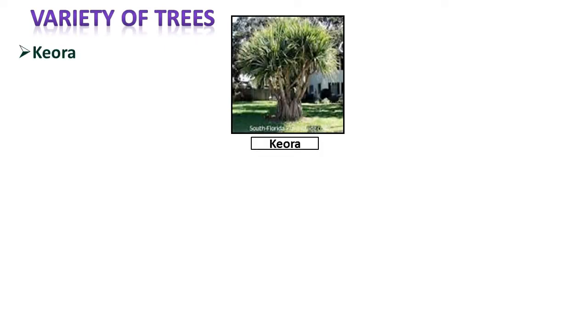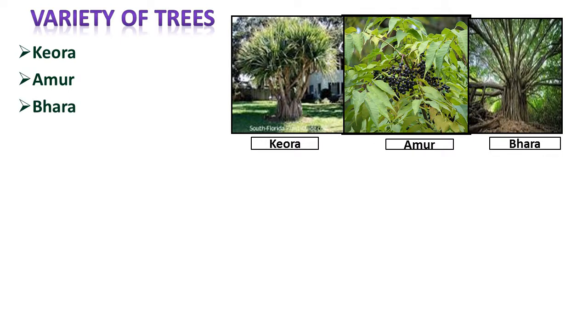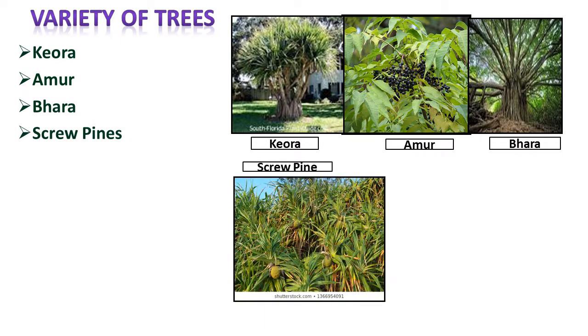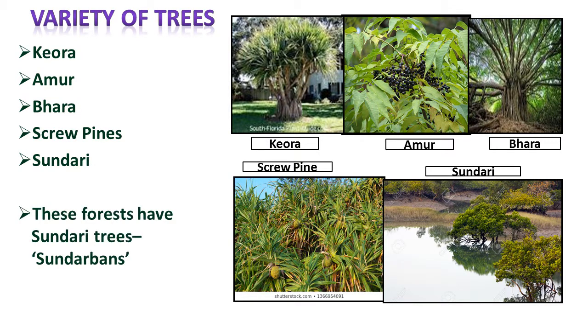The common trees are Kiora, Amur, Bhara, screw pines, Sundari trees, and etc. The delta region of Ganga and Brahmaputra rivers is called Sundarbans, which is covered with Sundari trees.